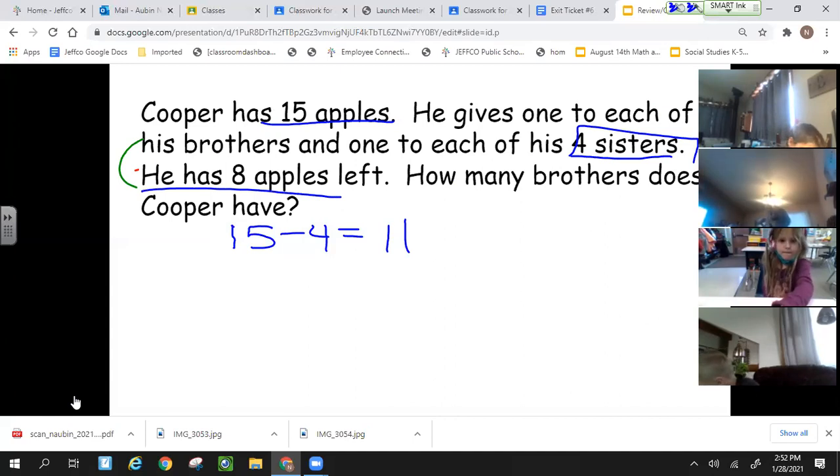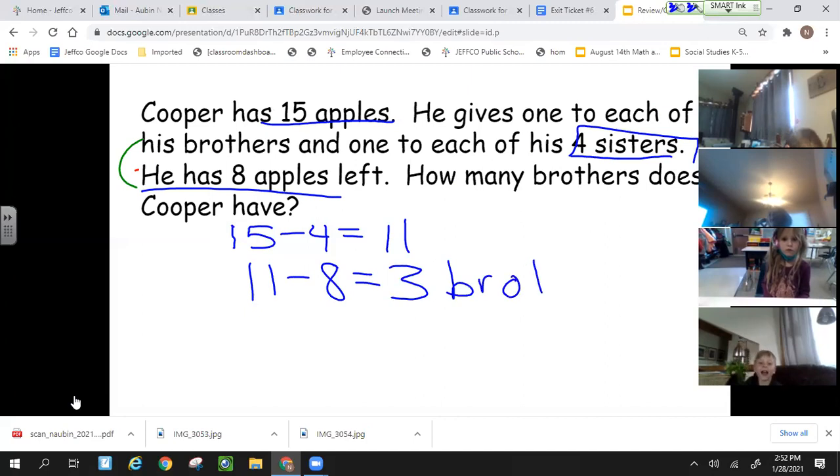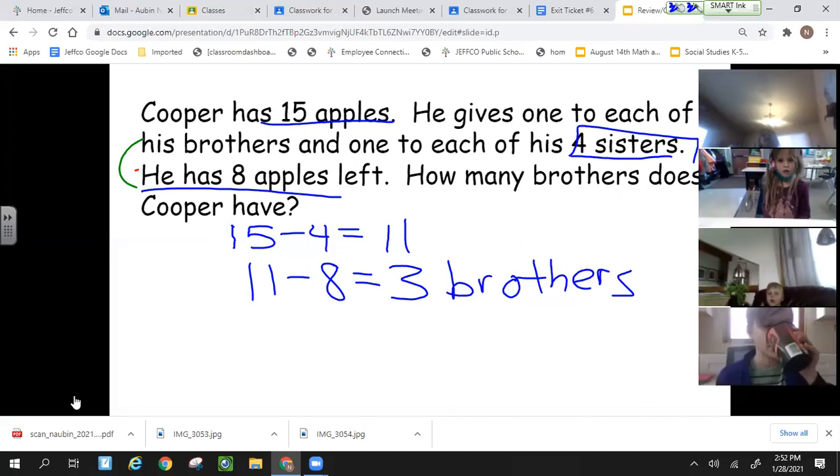So he has 11 apples and he has 8 left after he gives them to his brothers. How do I figure out how many brothers he has? 11 minus 8 equals 3. He has 3 brothers. See? And how did you know? What were your key words? How did you know to subtract? Because he didn't know how many brothers he had. Were there any words here that might have helped you too?